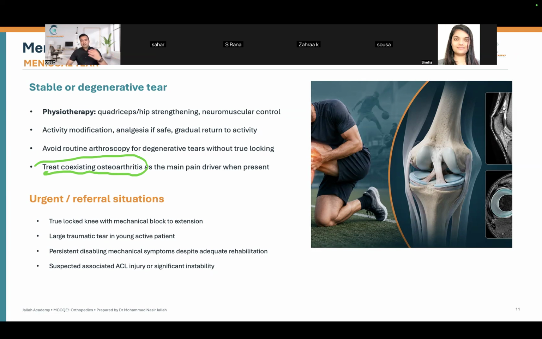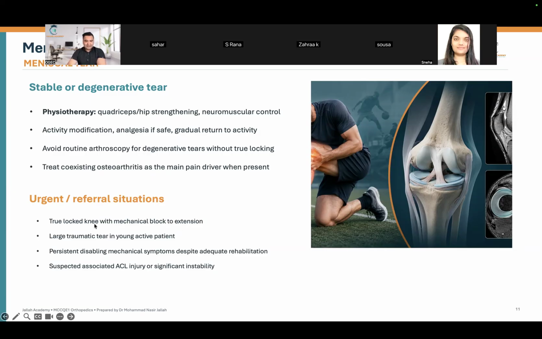And you forget that the patient also has osteoarthritis that I have to take care of. So be careful, especially if you have a meniscal tear and the patient is elderly. Always check for osteoarthritis. If the patient has it, that's an associated condition that you have to take care of, and you have to treat the patient. Urgent referral. Obviously, we talked about this.